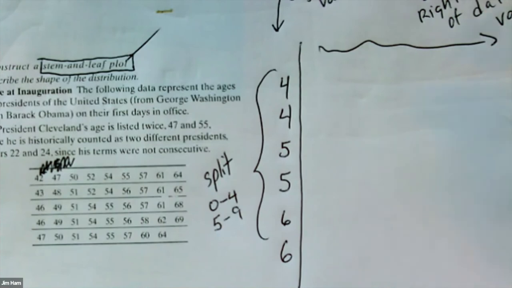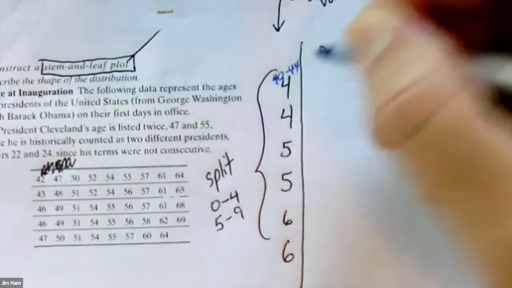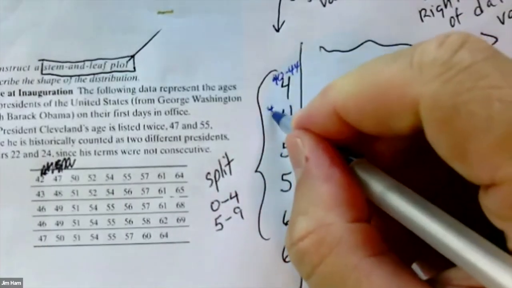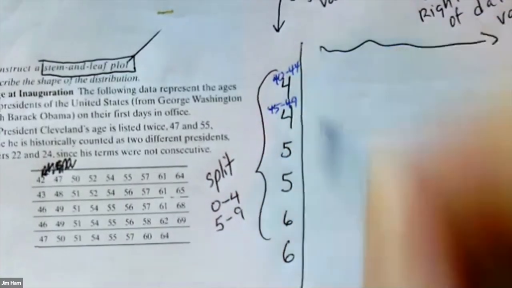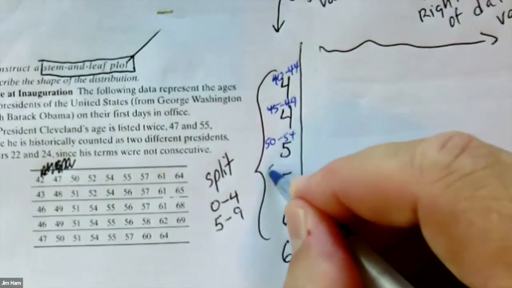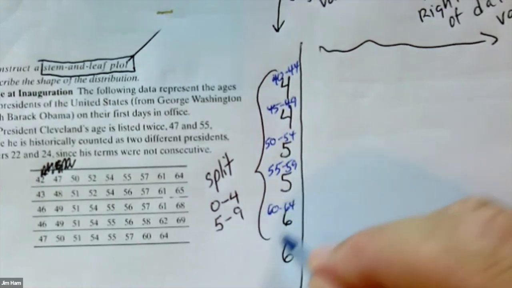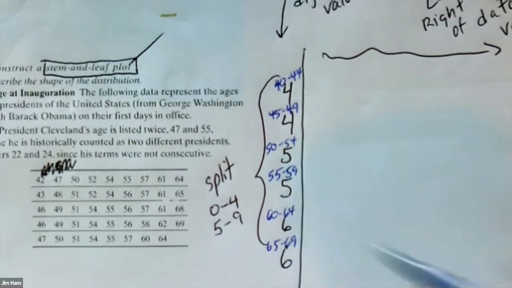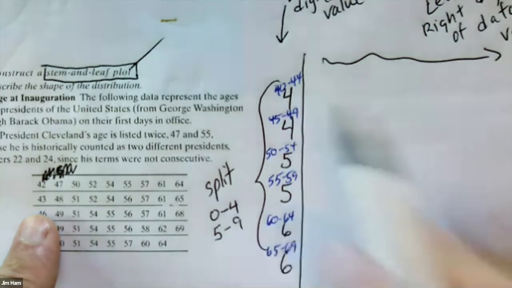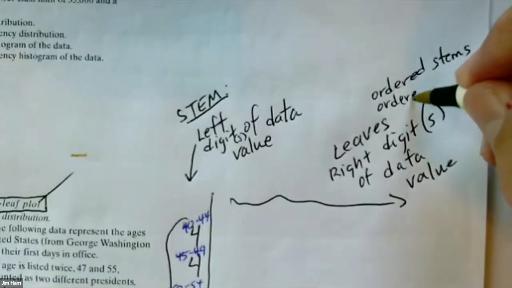And in the first four, I'm going to put the numbers 40 to 44. And in the second four, I'm going to put the numbers 45 to 49. Similarly with the fives, 50 to 54, and 55 to 59, 60 to 64, and 65 to 69. So here's what it would look like. And we want these to be ordered. Ordered stems, ordered leaves.